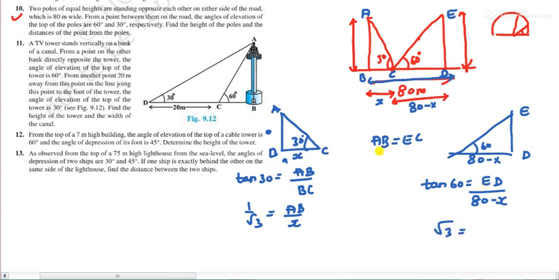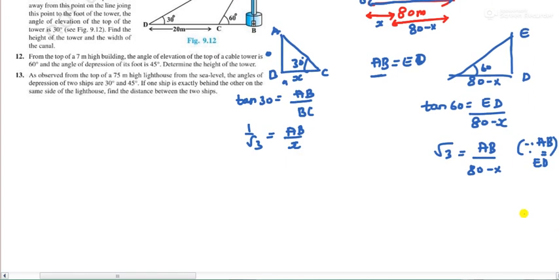Now can I write ED equal to AB? Yes, because AB is equal to ED, you can write that. Now here, if you do cross multiplication, you will get AB as X by root 3. Here also, if you do cross multiplication, you will get AB as 80 minus X into root 3. So you can take this as equation 1 and this as equation 2.